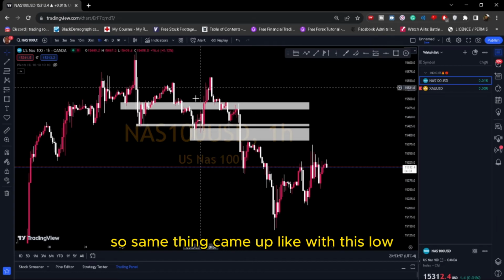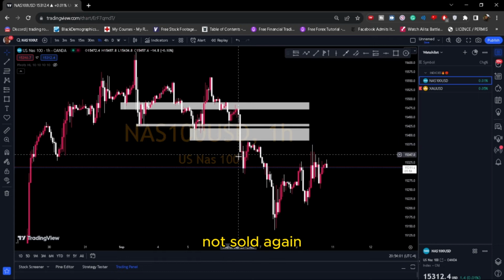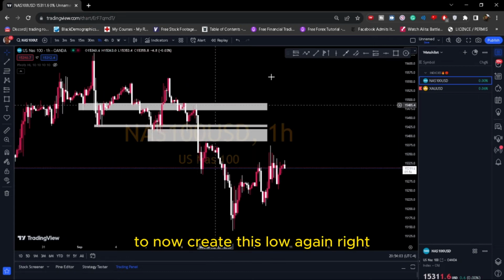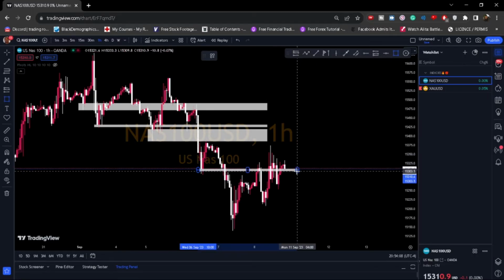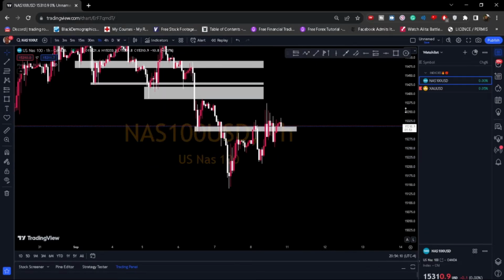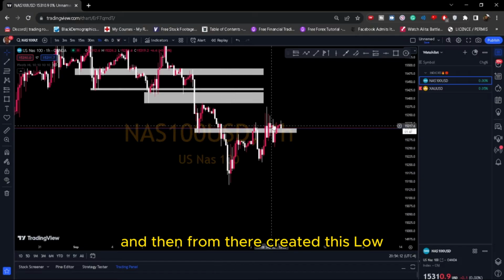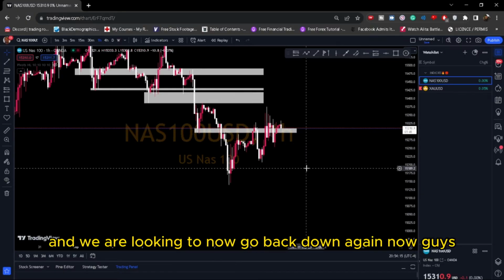Same thing came after it created this low, bought back up, now sold again to now create this low again, right? Boom. And then from there it created this low, and then you now bought back up, and we are looking to now go back down again.